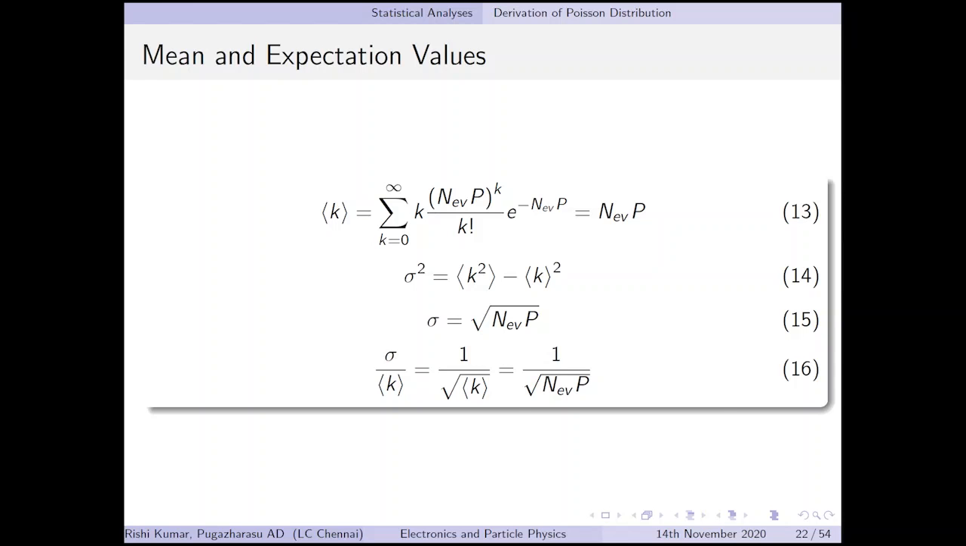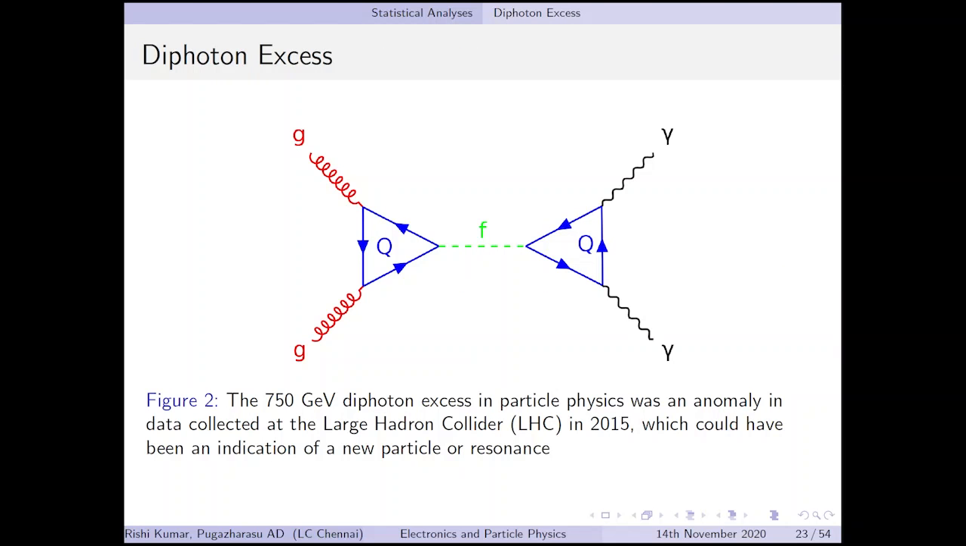Yeah. So now that we've seen that, let us look at this small event called the Diphoton Excess. So what was the Diphoton Excess? This is just a Feynman diagram. So we don't need to really understand this. This is just put here for a pictorial representation of this Diphoton Excess.